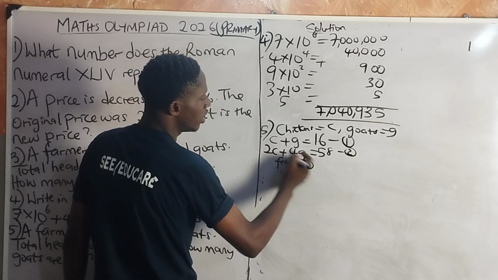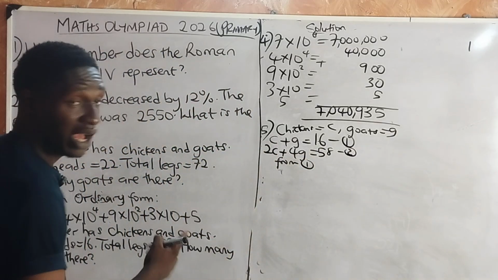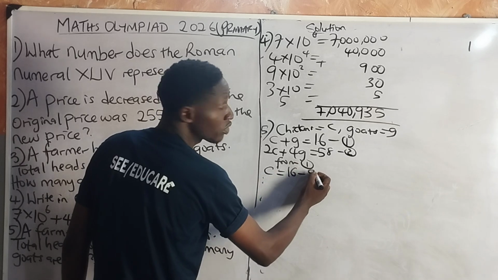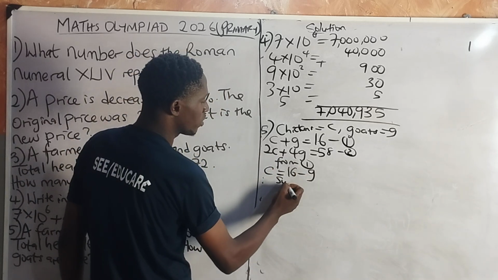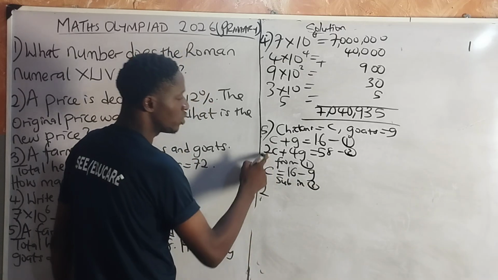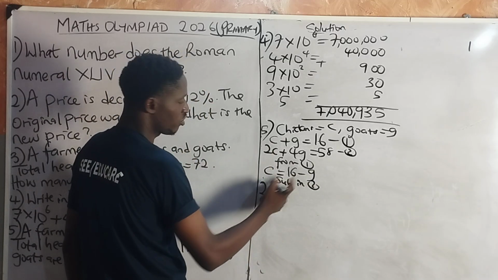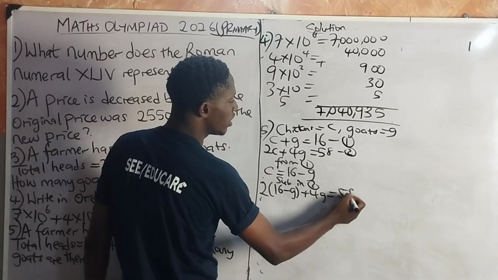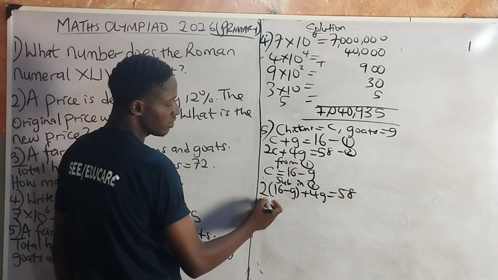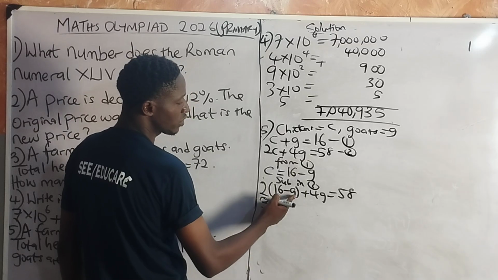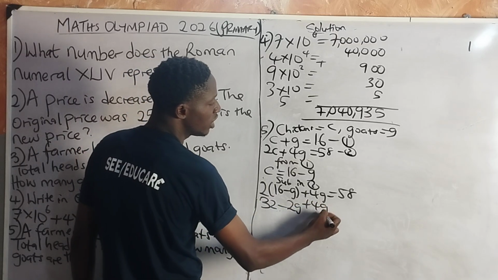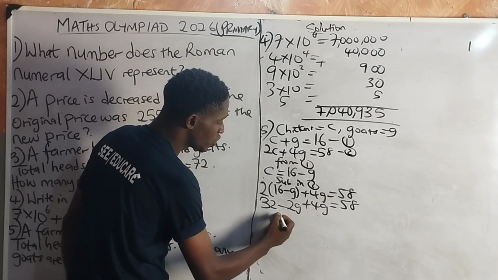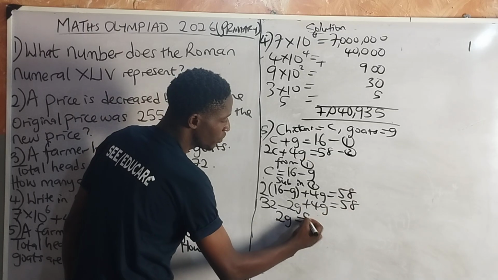From equation 1, let's make C the subject because we are told to find how many goats there are. So we have C is equal to 16, and when plus G comes here it is minus G. So substitute in equation 2. Anywhere we see C in equation 2, we'll put 16 minus G. 2 bracket 16 minus G plus 4G is equal to 58. Let's open the brackets. 2 times 16 is 32, minus 2 times G is 2G, plus 4G is equal to 58. Collecting like terms, minus 2G plus 4G will give us plus 2G.